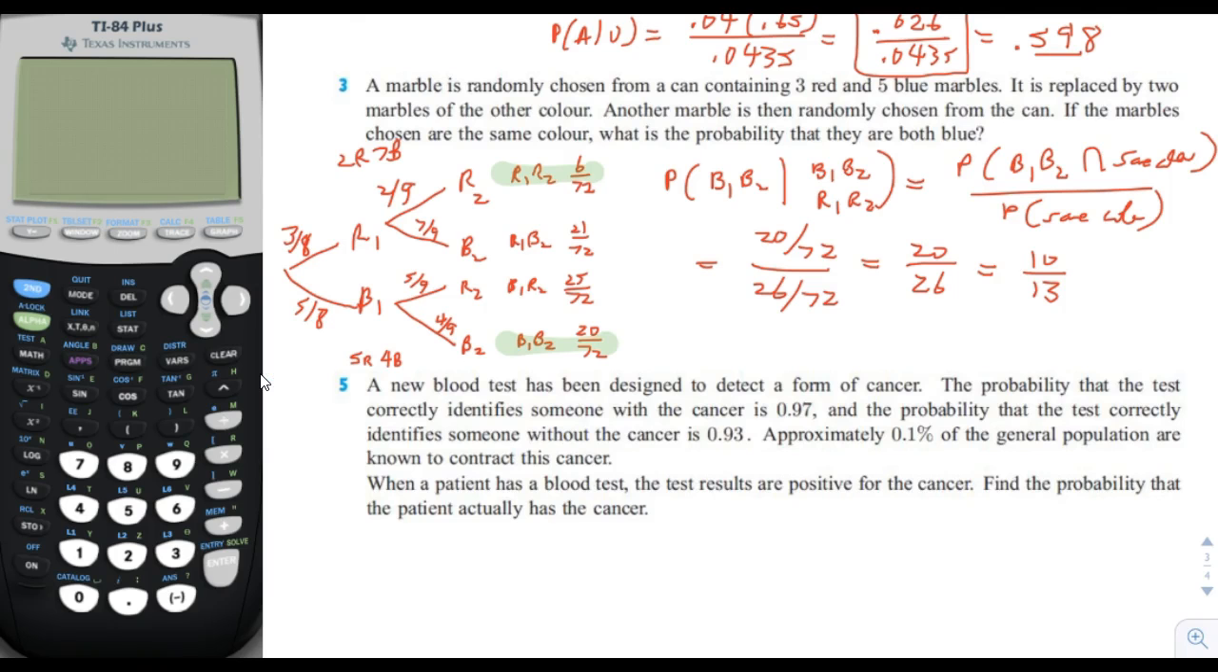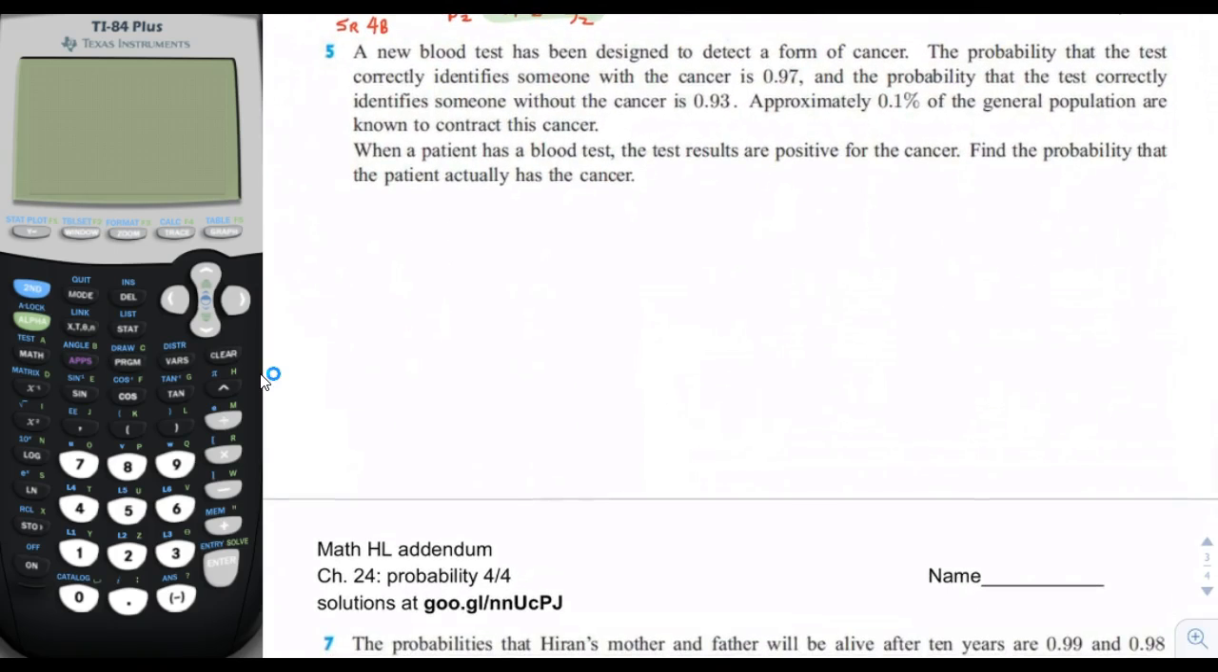Okay? Number 5. A new blood test has been designed to detect a form of cancer. The probability that the test correctly identifies someone with cancer is 0.97. The probability that the test correctly identifies someone without cancer is 0.93. Approximately 0.1% of the general population are known to contract this cancer. When a patient has a blood test, the test results are positive for cancer. Find the probability that the patient actually has the cancer.